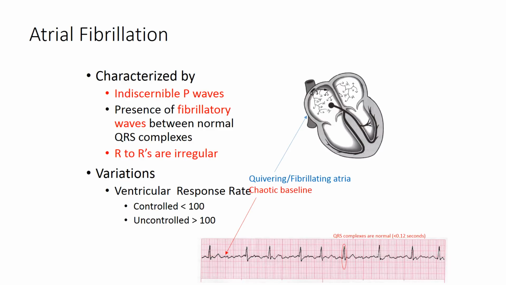So controlled ventricular response would give us a rate of less than 100 ventricular beats per minute, but an uncontrolled response, sometimes what we call rapid ventricular response or RVR, gives us a rate of over 100. But the bottom line is that the ventricular response will be irregular because a chaotic atrial rhythm will not cause a regular ventricular rhythm. So your key takeaways here should be, if you want to identify atrial fibrillation, you're going to see that there are no P waves, just a chaotic squiggly baseline, and there are irregular R to R intervals, but your QRSs are still skinny and normal, less than 0.12 seconds.